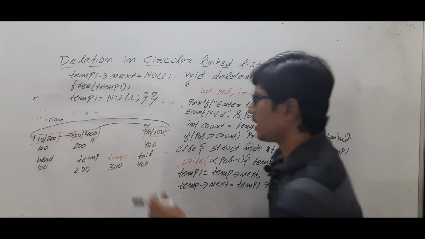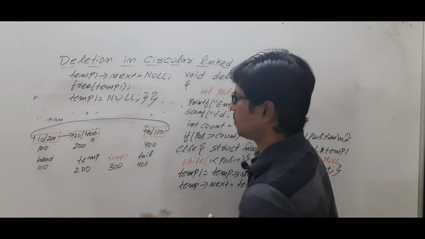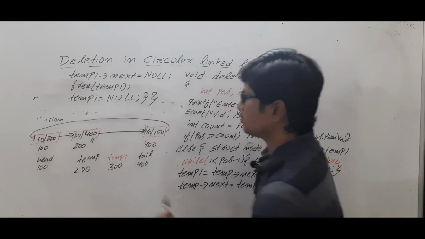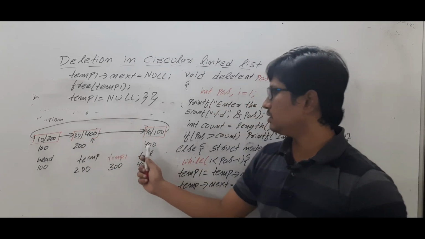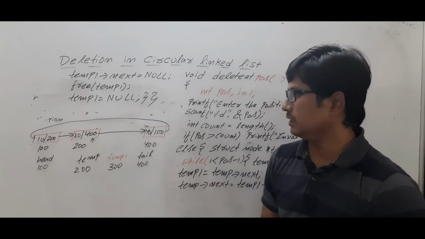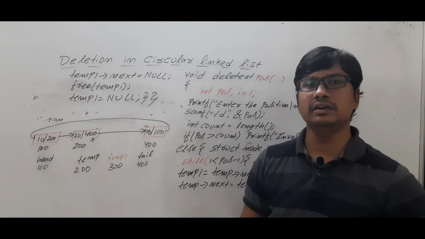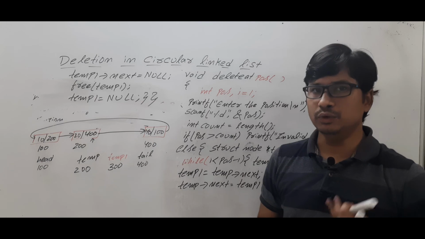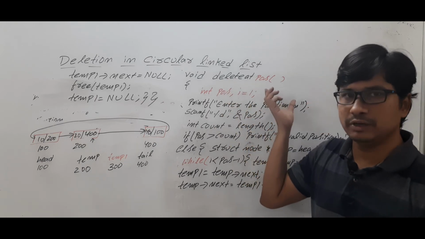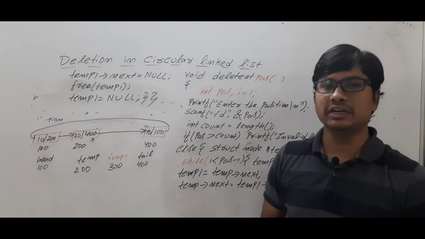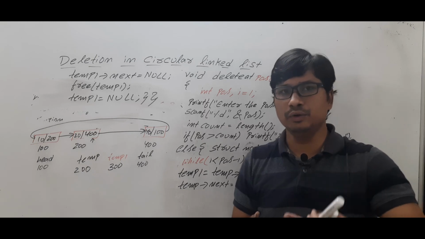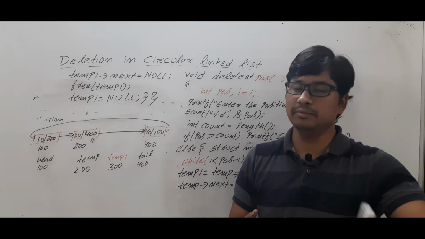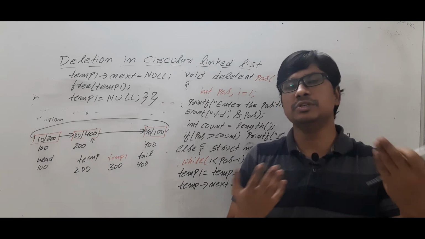So now what is happening? This node is pointing to this one because the address of the next node is 400. So it is still a circular linked list. This is the way you will delete a node from a specified position. I hope you have understood how you can delete a node from a circular linked list at the beginning, at the end, and at a specified position.